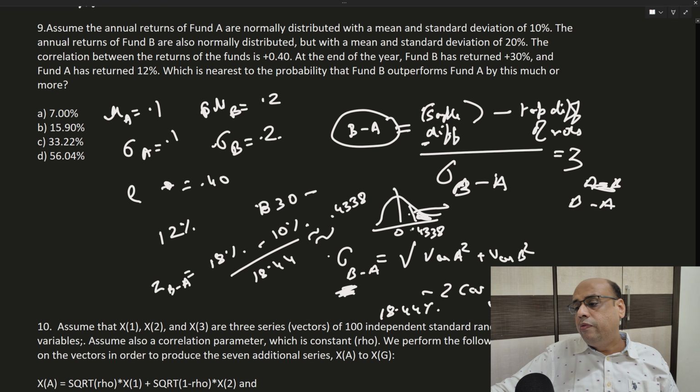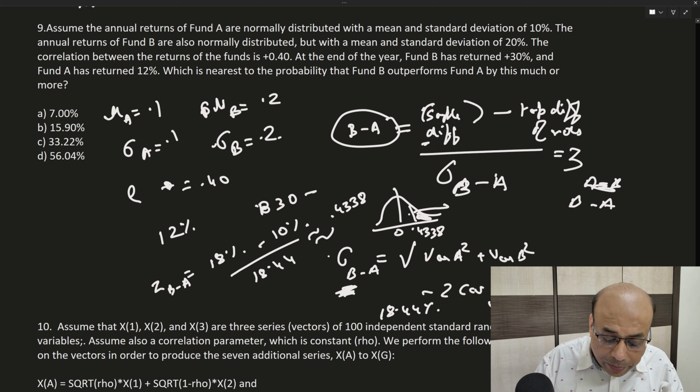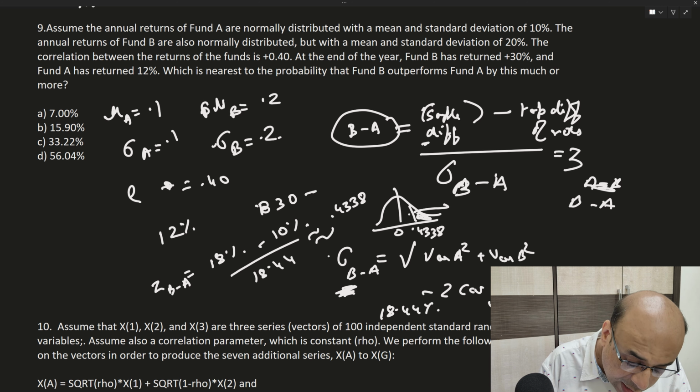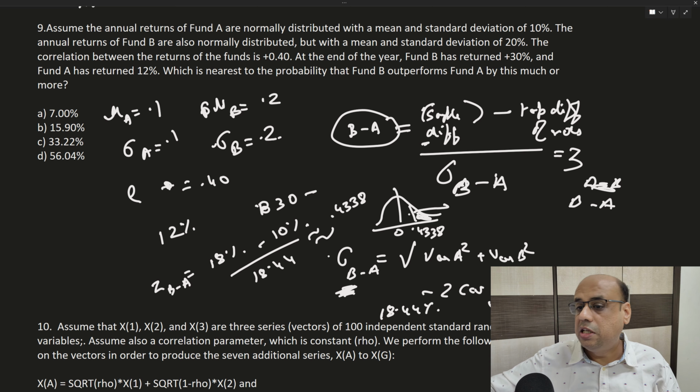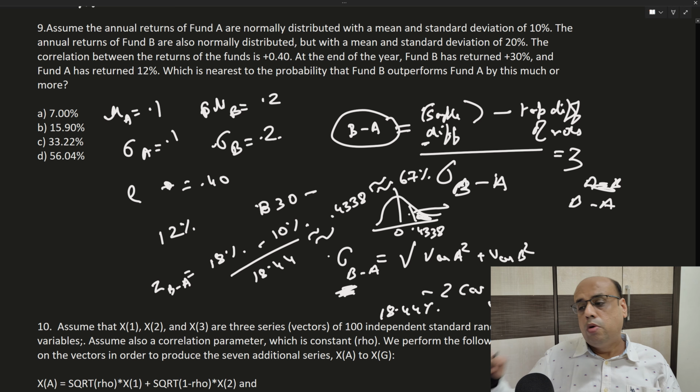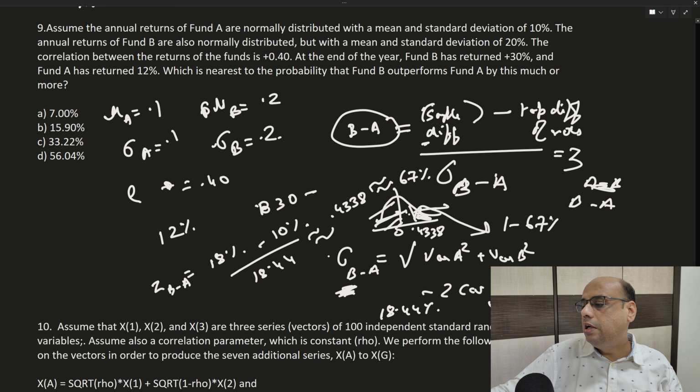For this, we will find from the Z table the Z score for 0.4338, right? If we make it 0.44, it is approximately 67%. So 0.67 is coming, which for Z is the area to the left of it. Therefore we are required to find the area to the right, which is 1 minus 67%, equal to 33%. So this is the answer.